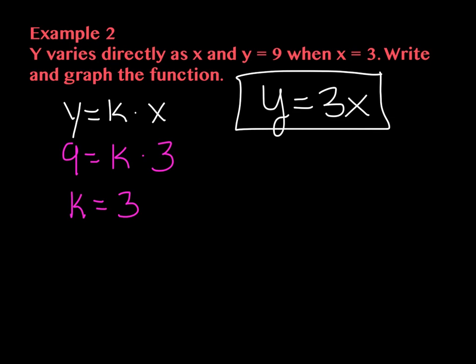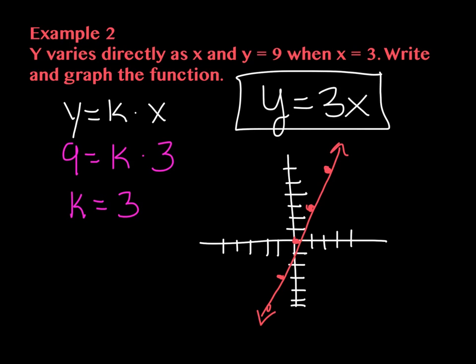And if we graph it, it will look like this. A line with a y-intercept at 0. Sorry, I didn't draw it very straight. This stylus is kind of hard to work with sometimes. And a slope of 3.